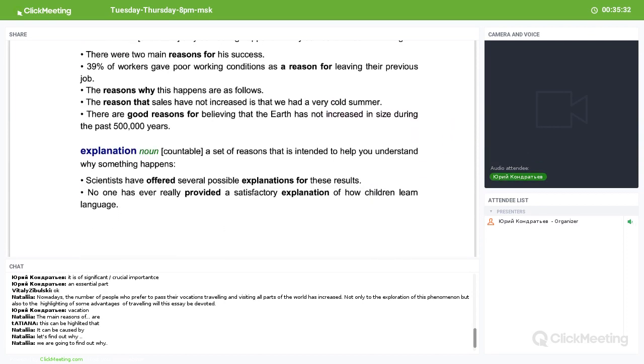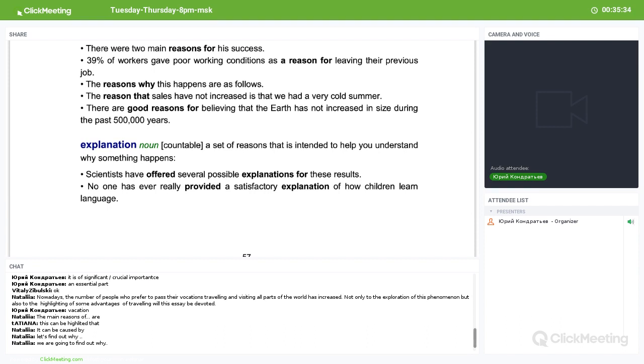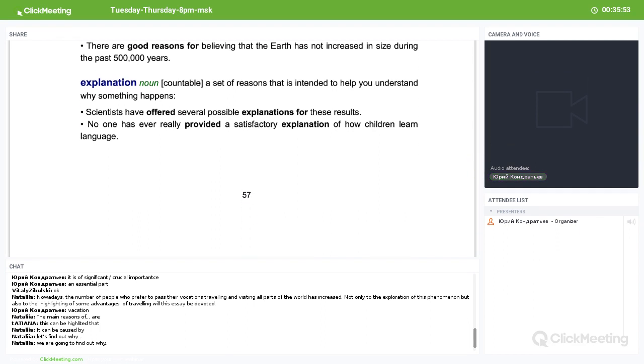An explanation. Scientists have offered several possible explanations for these results. Or you can say there are several possible explanations. Or several possible explanations could be provided. Or you can say no one has ever really provided a satisfactory explanation of how children learn language. Okay.